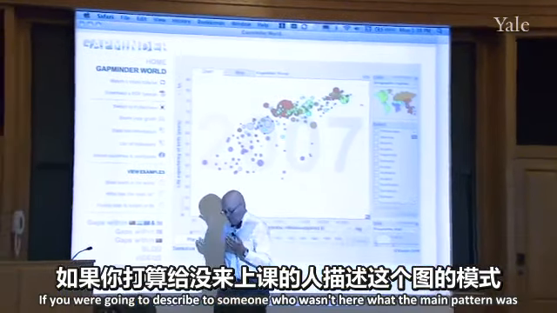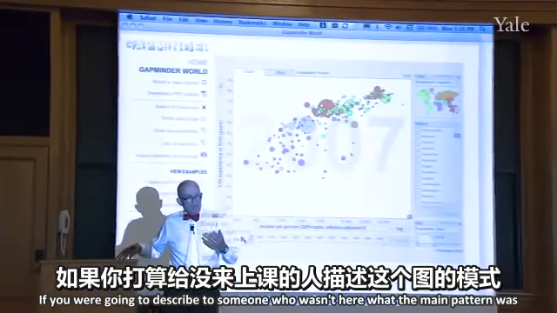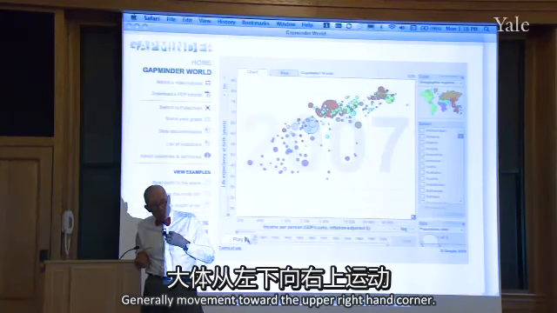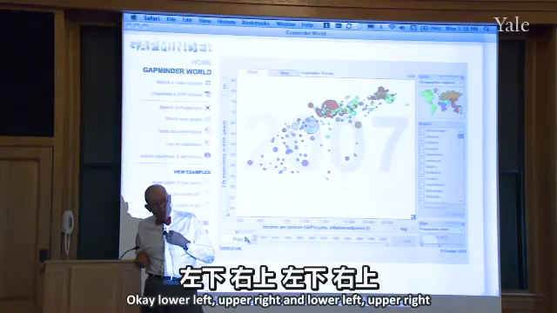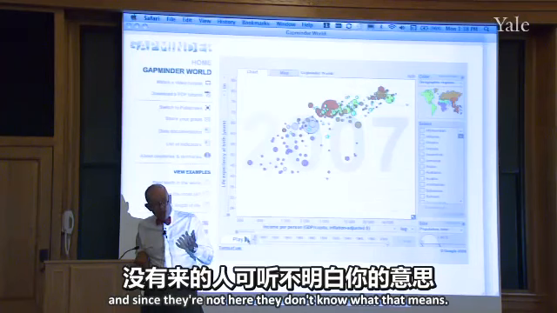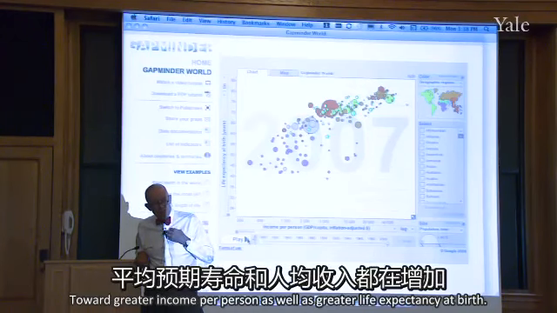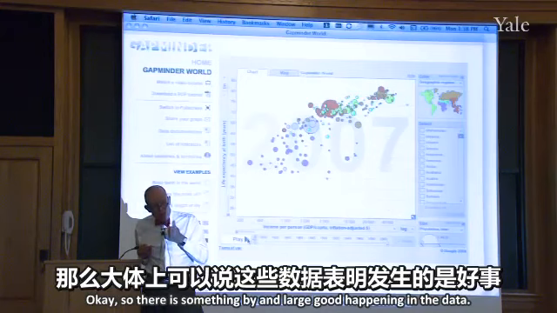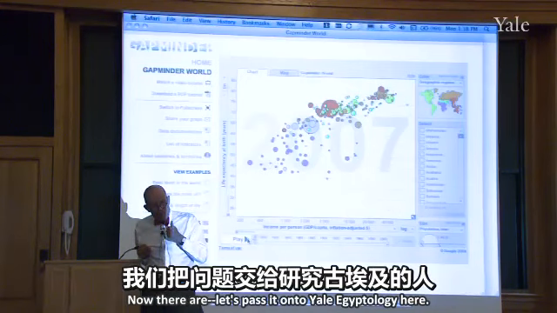If you were going to describe to someone who wasn't here what the main pattern was, taking into account the two variables, what would it be? Generally movement toward the upper right-hand side. Okay, lower left to upper right. Since they're not here, they don't know what that means. For greater income as well as greater life expectancy. Okay, so there is something by and large good happening in the data. Now, let's pass it on to Yale Egyptology here.